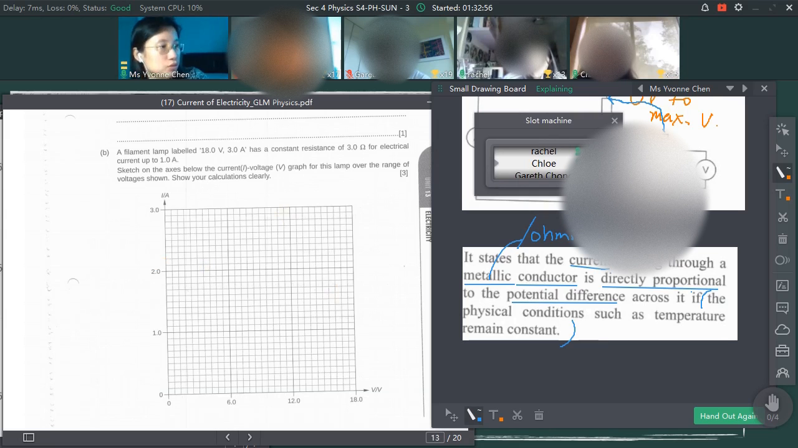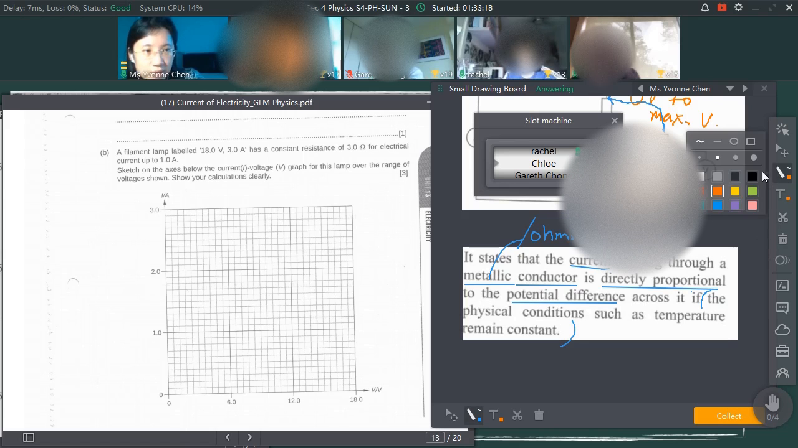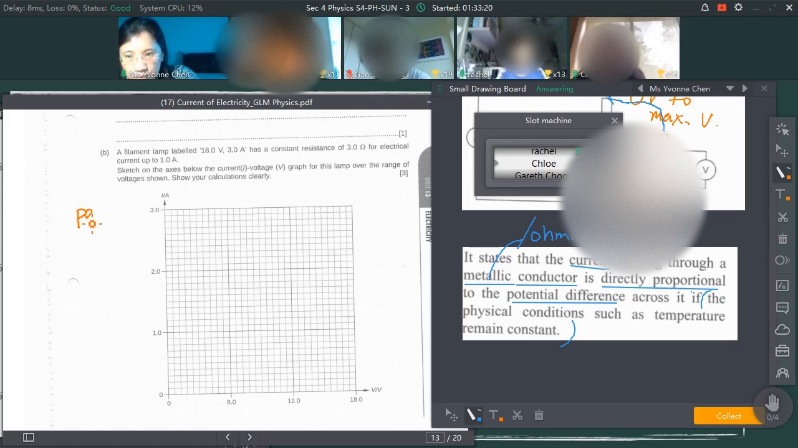Okay, now I'm going to let you try question 8, part B. I just handed out the small drawing board. Please sketch the curve and then use pencil. Okay, class, for physics questions as well as math questions, please always use pencil to sketch.